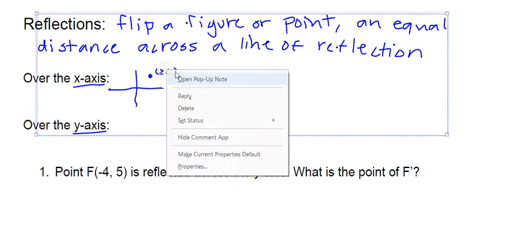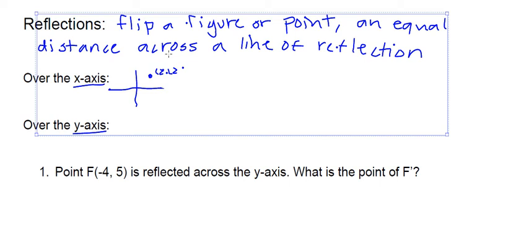Wow, that does not look good. Oh no, and now I've messed up the whole thing. Okay, we're just gonna ignore it.